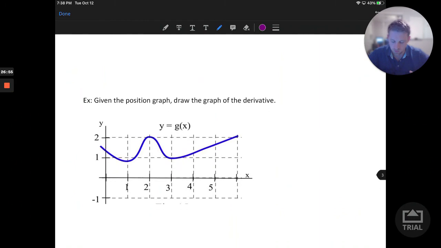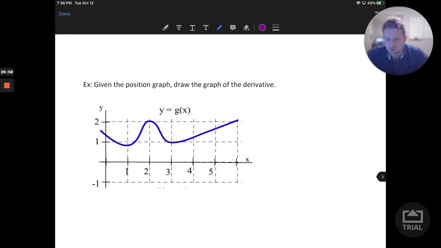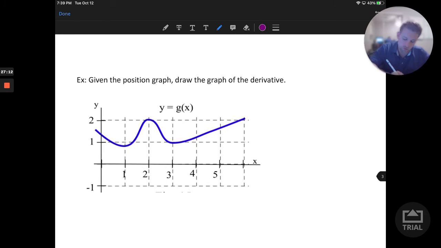So we're actually going to try to sketch to the best of our abilities the derivative. So this is what we'd maybe call the position graph. We want to graph what we call the velocity graph or the speed graph. So we would like to go out and solve for, or sketch at least, g prime of x.